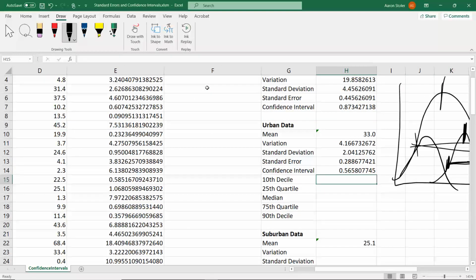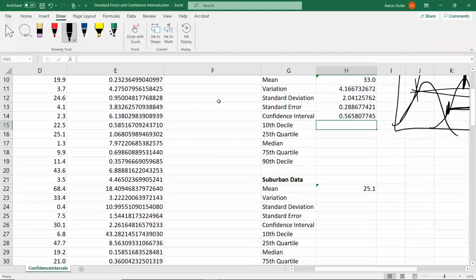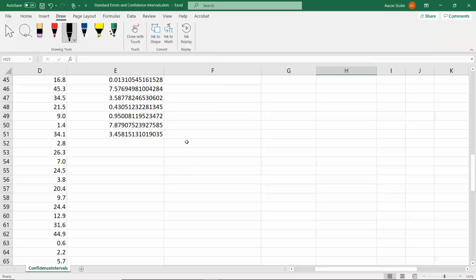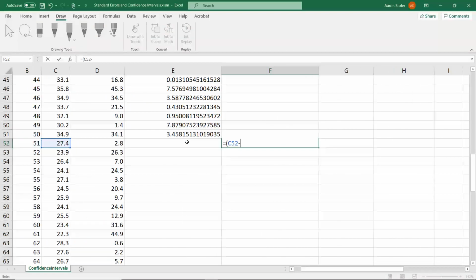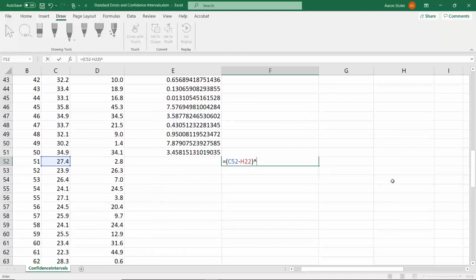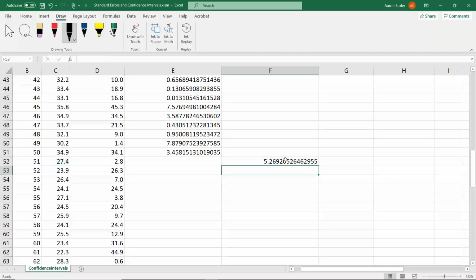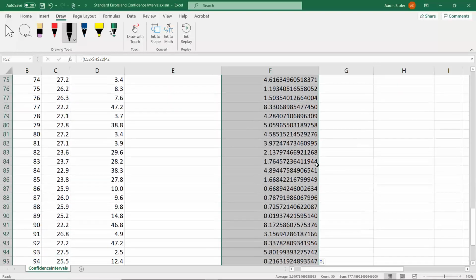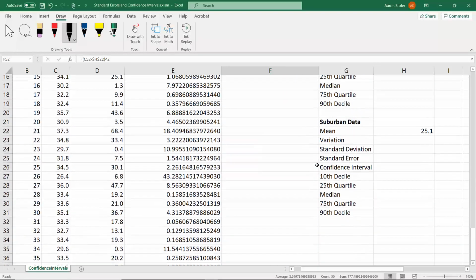Now we can do this for the suburban data. Let's go ahead and do this in this column over here. We calculate the mean, the square difference between the data point, which is right here, 27.4, minus the suburban data mean, which is 25.1, and of course we have to square it. Now we're going to do that for all of the suburban data points, so we have to lock H22 in my data sheet, and we drag that down. Now we have the square differences for all of the suburban data points.